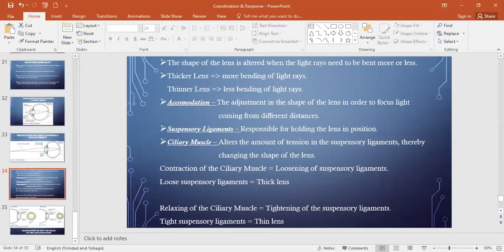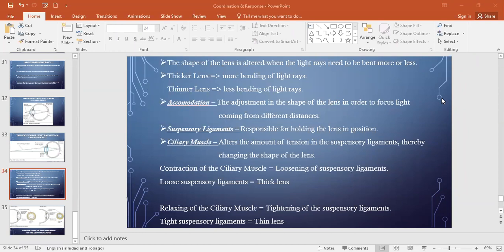All right. Now, in order for you to have a thicker lens or a thinner lens, you need to have some adjustments. The overall adjustment in the shape of the lens in order to focus light coming from different distances is what you call accommodation. So it's how your lens accommodates the light that it receives. Hence the reason it is called accommodation.